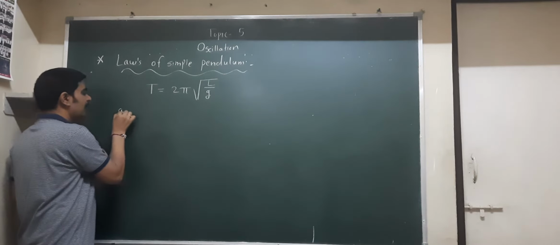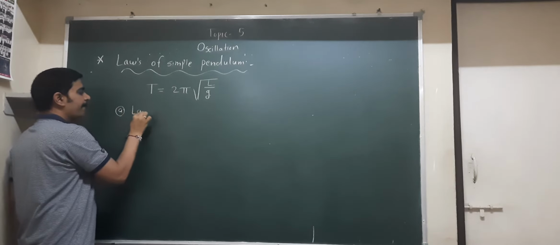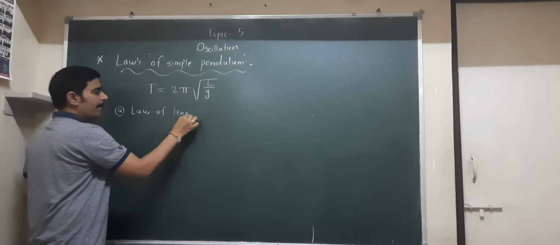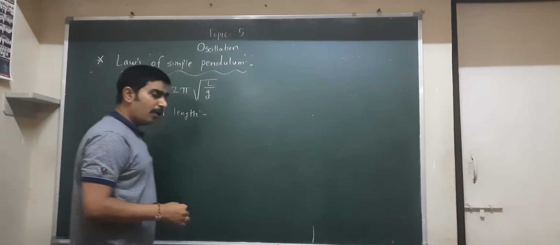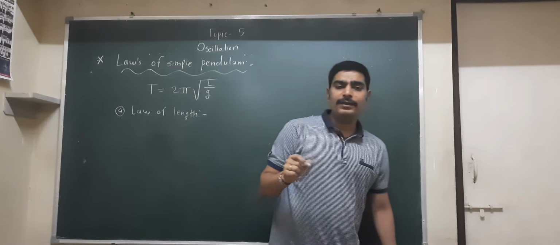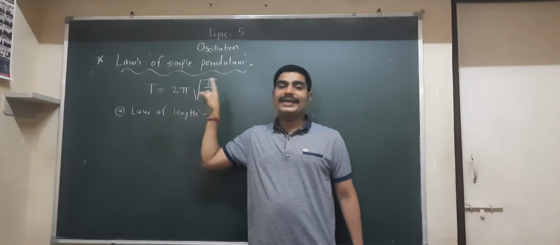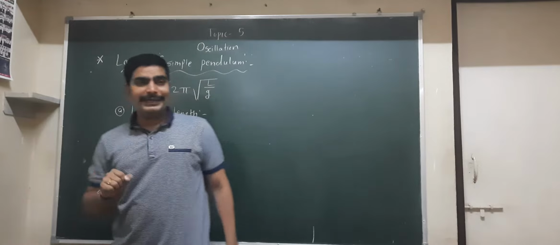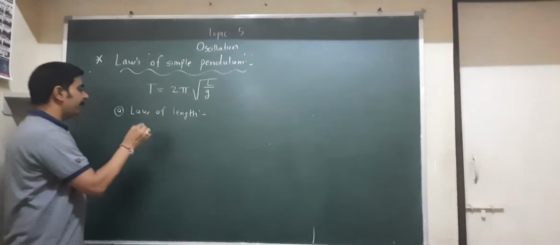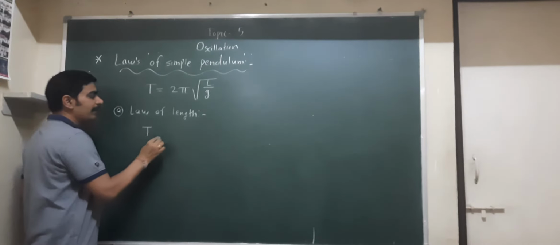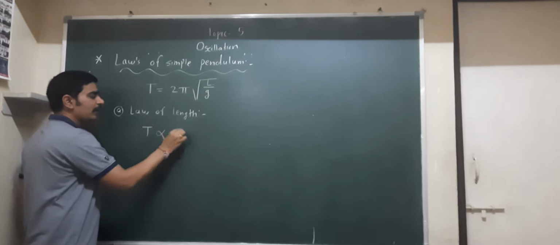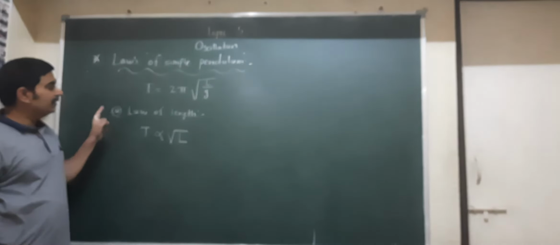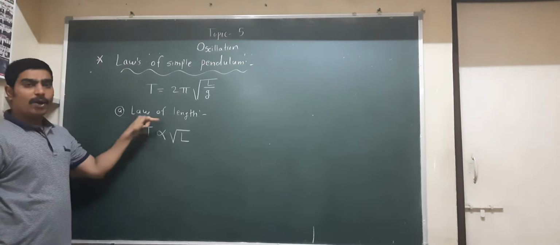Here we are going to see the law of length. Law of length means we should obtain the relation between the period and the length of the simple pendulum. If you observe this equation, you can get the clear idea that the period of simple pendulum is directly proportional to the square root of length of the simple pendulum. So this is known as the law of length.